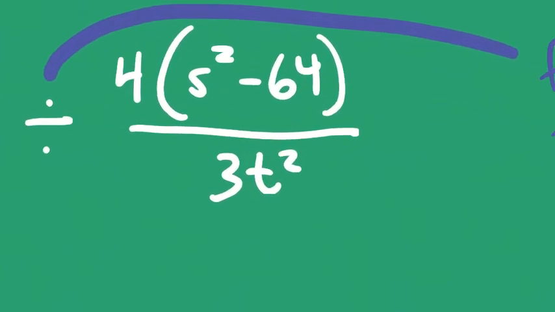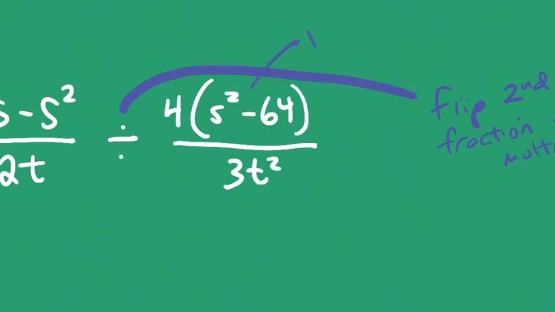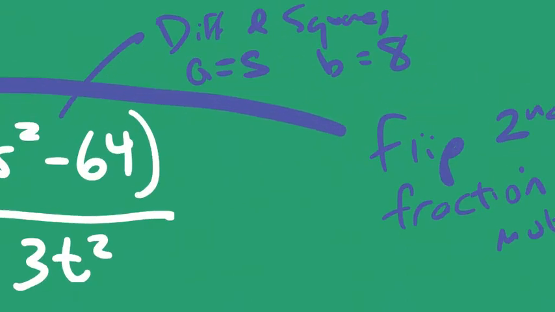Another thing, s squared minus 64, that's the difference of squares. Difference because it's got a minus. S squared is a square, 64 is a square. And I'll go ahead and write what a is. A is the square root of s squared, so s. B is the square root of 64, which is 8. So we're going to have a minus b, a plus b.